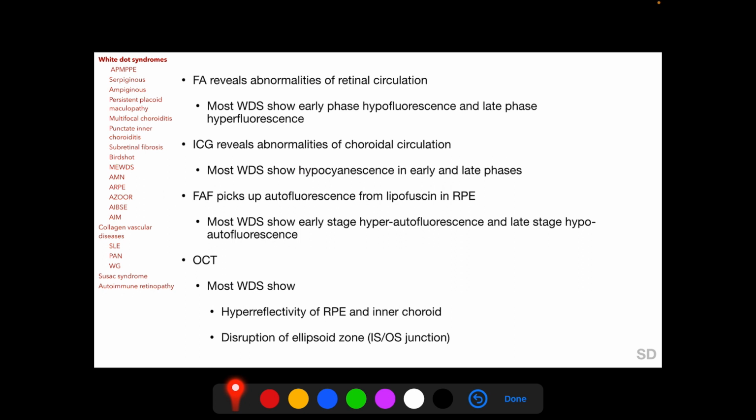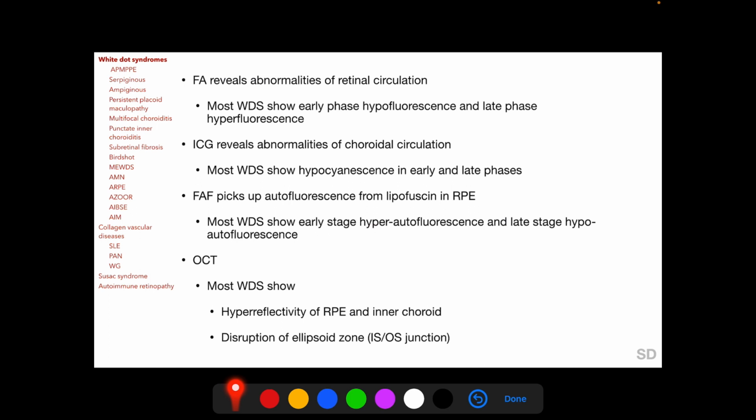Fundus autofluorescence picks up autofluorescence from lipofuscin inside the RPE, and most white dot syndromes show early stage hyperautofluorescence and late stage hypoautofluorescence. So hyperautofluorescence occurs when the amount of lipofuscin in RPE increases, which usually happens in the active stage of the disease, and in the later stages of the disease when the RPE is destroyed, the lipofuscin is also absent, so there is late stage hypoautofluorescence.